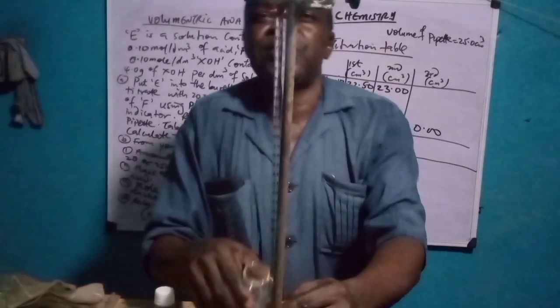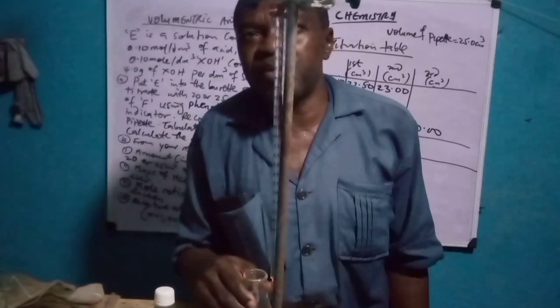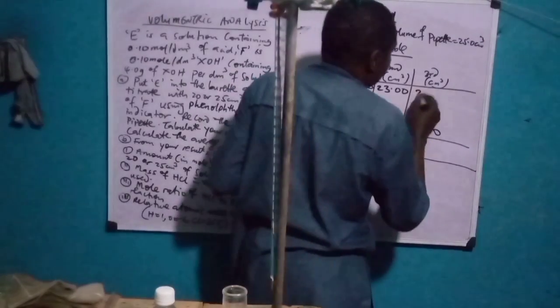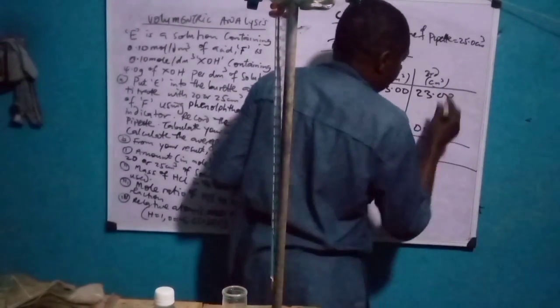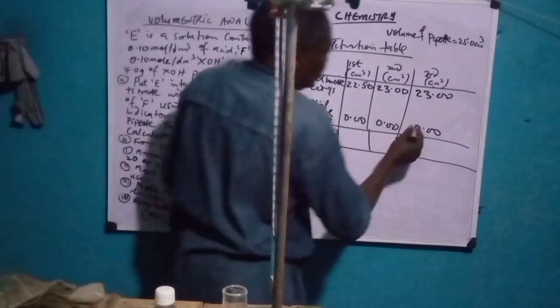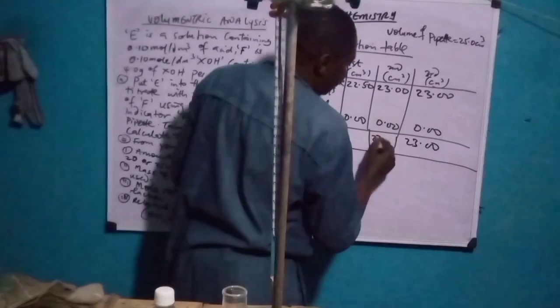You see it has changed. Wow, it has changed, 23 dots. So you see the third titration, 23.00. The next thing is for you to subtract, 23.00.